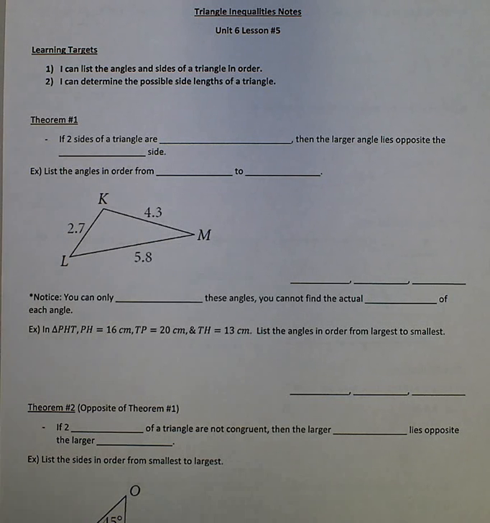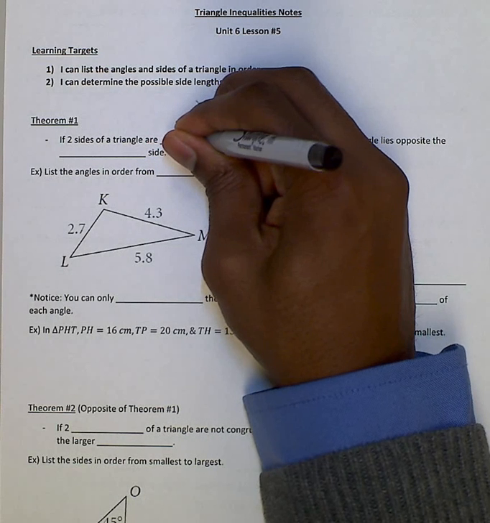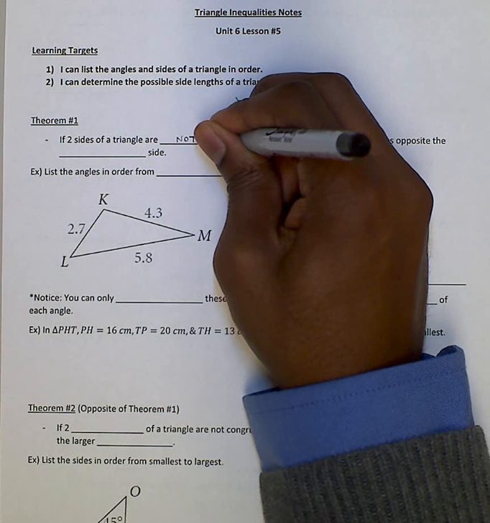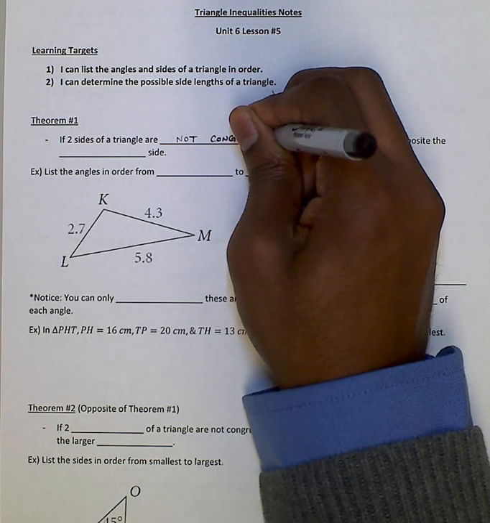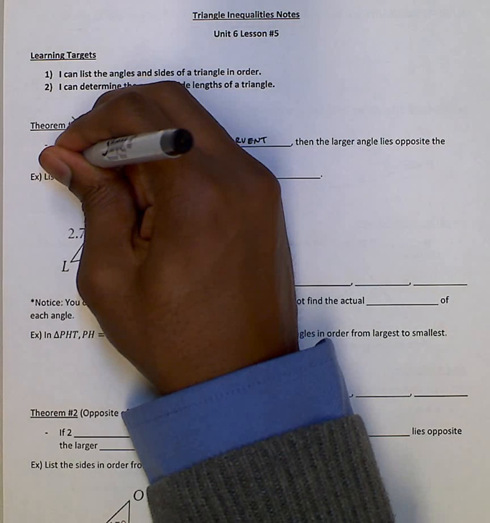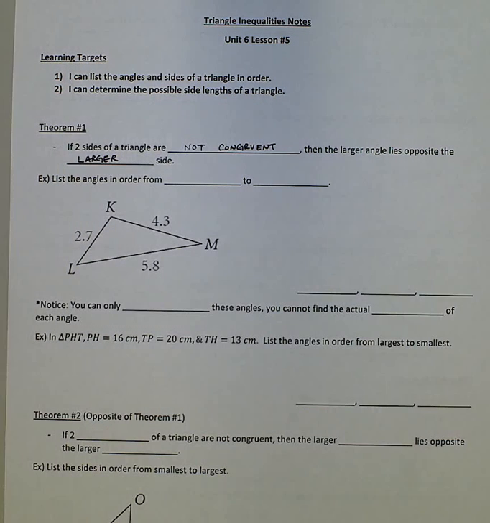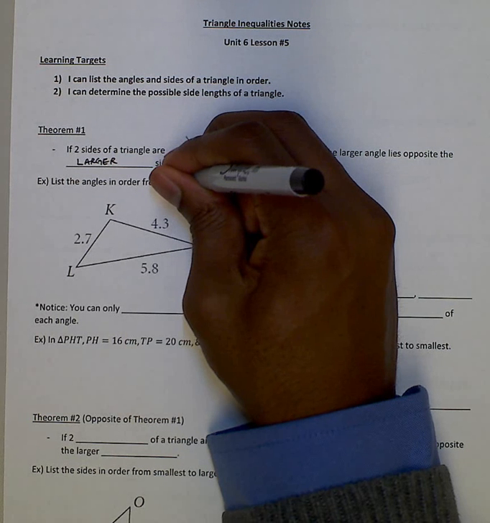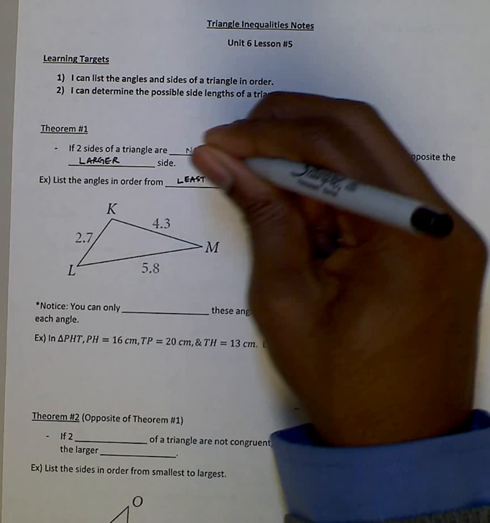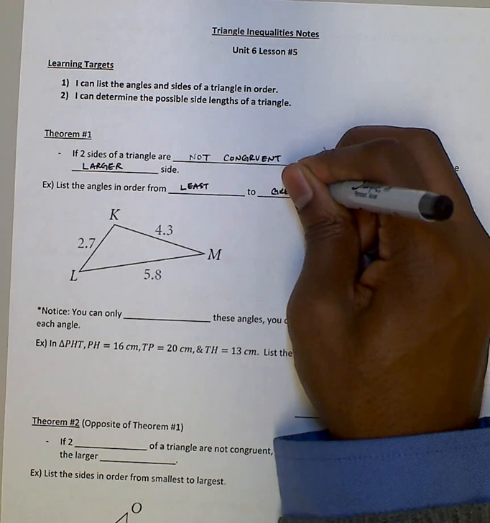So this first one says if two sides of a triangle are not congruent, then the larger angle lies opposite the larger side. Okay, and so here we're going to list angles in order from least to greatest. And here's how we do it.